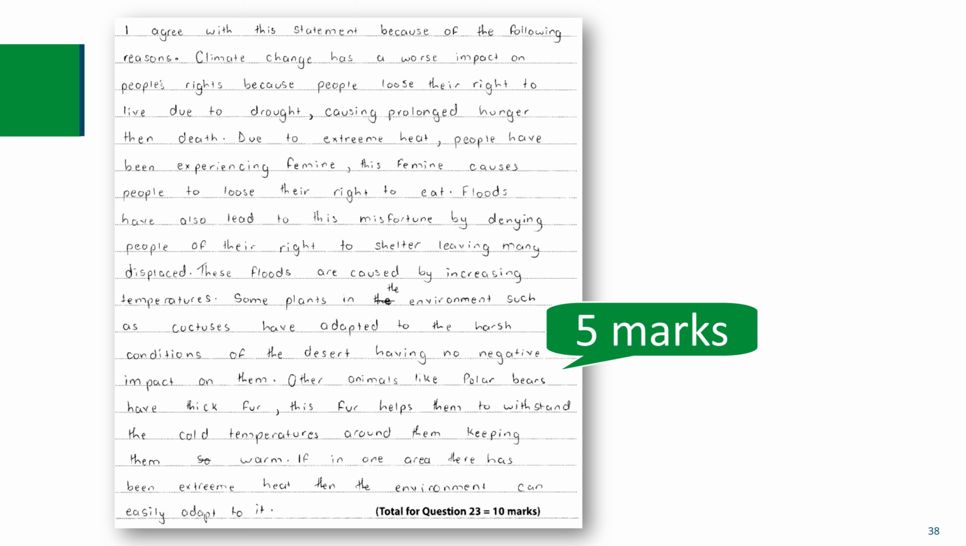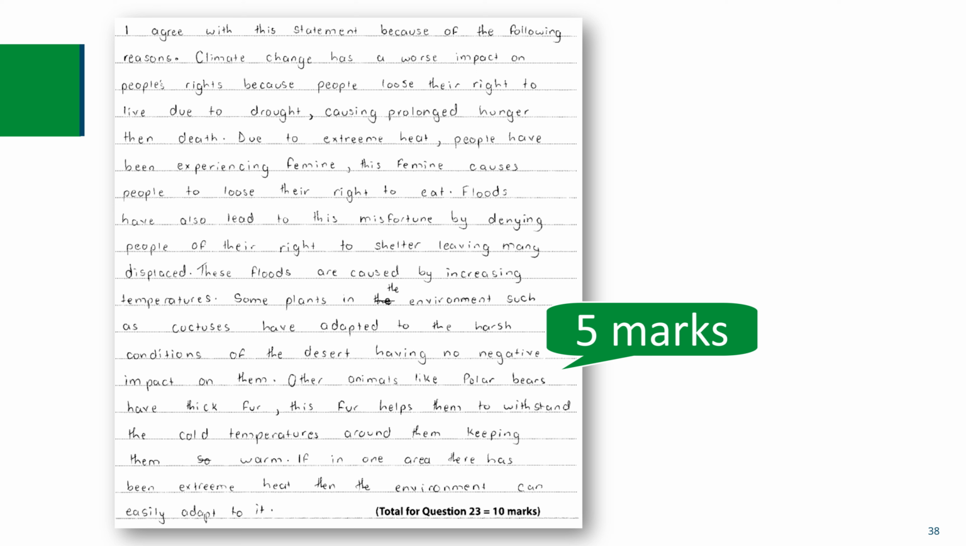This reached the top level. It was awarded 5 marks. This was one of the best responses seen in the summer exam. The student begins by saying that they broadly agree with the statement, because people will lose their right to live due to drought, prolonged hunger. Extreme heat could lead to famine, and people might lose a right to eat. Floods could deny people their right to shelter, an excellent point to have noted, leaving many displaced.